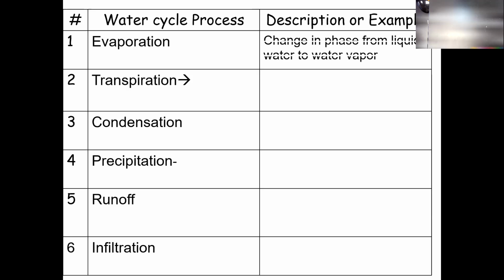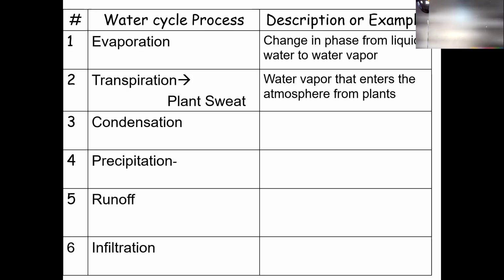All right, so let's get a description. You know the general gist of most of these. So evaporation is just the change of phase from liquid water to water vapor. Transpiration, like I said, I call it plant sweat. If that helps you remember what it is, you can write plant sweat over there. Transpiration, like perspiration, plant sweat. It is water vapor that enters the atmosphere from plants, not dew, because remember, dew is condensation.